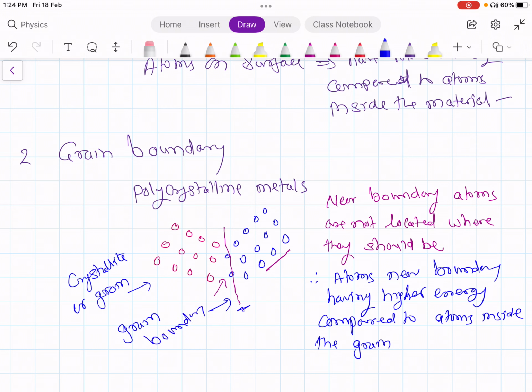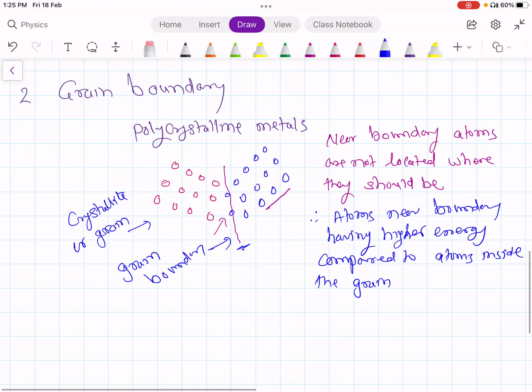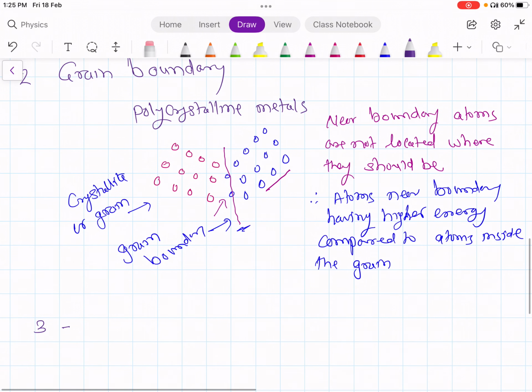So near this boundary, atoms are not at their right position. The distance between them is large, and that also depends on whether the angle between them is low or high. Accordingly, they are separated, and so they have higher energy, and so that is the planar defect. Then the third defect is stacking fault.